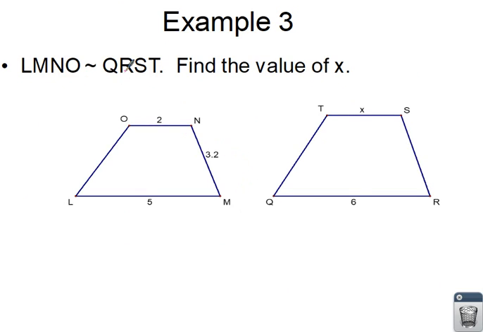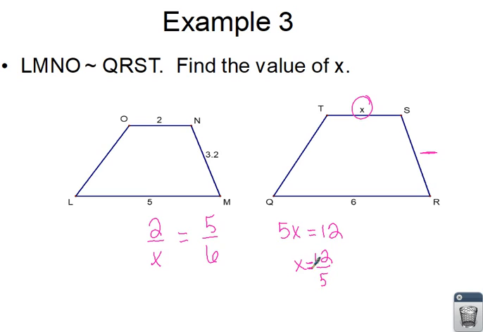Alright, this one they also tell us that they're similar by the similarity statement. We want to find the value of x up here. So we start matching sides up. We say 2 matches up with the x. There's a 3.2 here, but it doesn't match up with anything, so that doesn't help. And then 5 matches up with 6. So we can put 2 over x equals 5 over 6. And we can solve. Cross multiply and divide by 5.